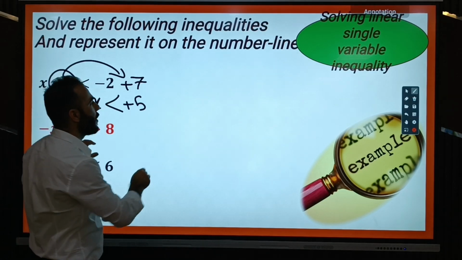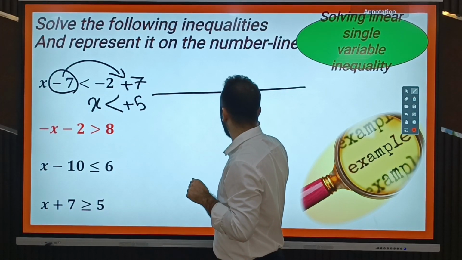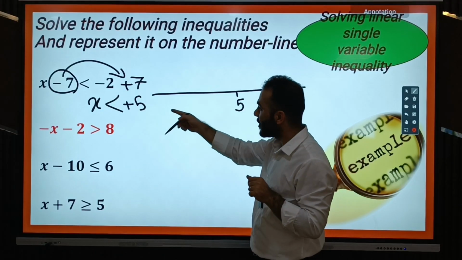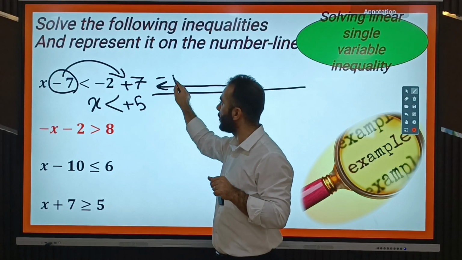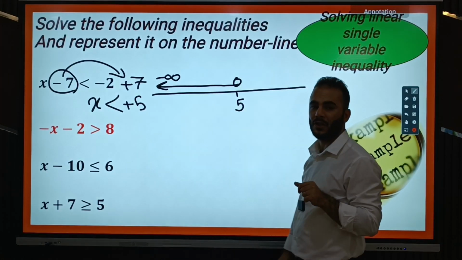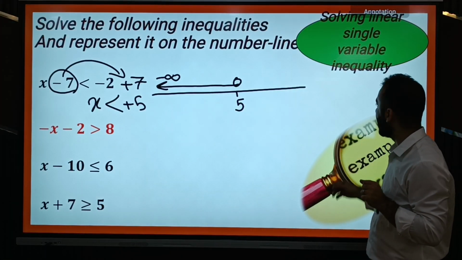How are we going to show it on a number line? You are going to say that, okay, this is our number line. Imagine this is 5. X is less than 5. So x is less than 5, which goes to negative infinity. Our x's are less than positive 5. All right. How about the next one?